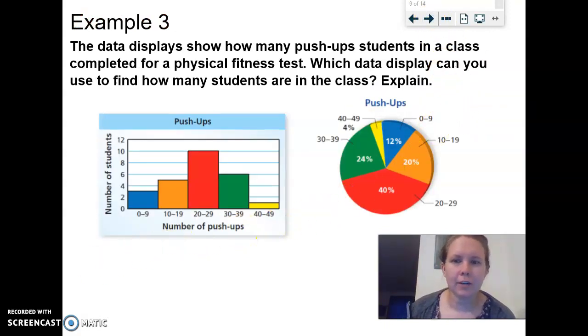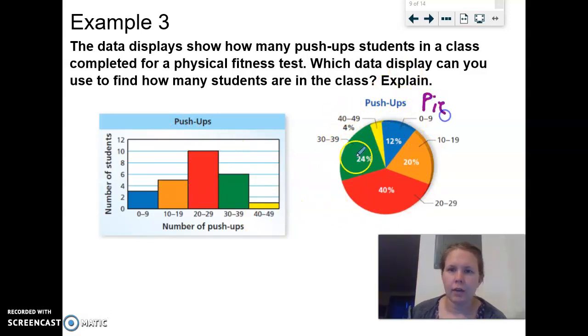All right, so next one we get a different way to measure data. We've also got a pie chart. It says the data displays show how many push-ups students in a class completed in a physical fitness test. Which data display can you use to find how many students are in the class? So they want you to explain which one you could use to figure out how many students were in the class. This one is your pie chart, and this one is your histogram.